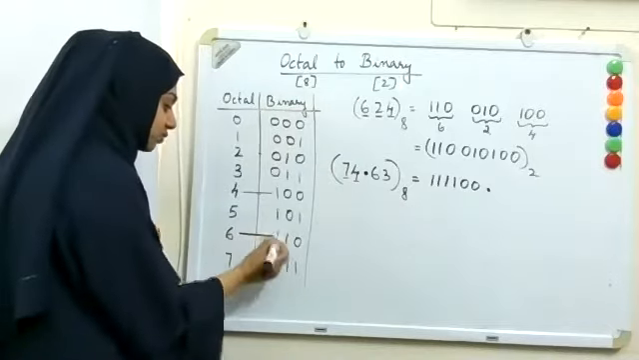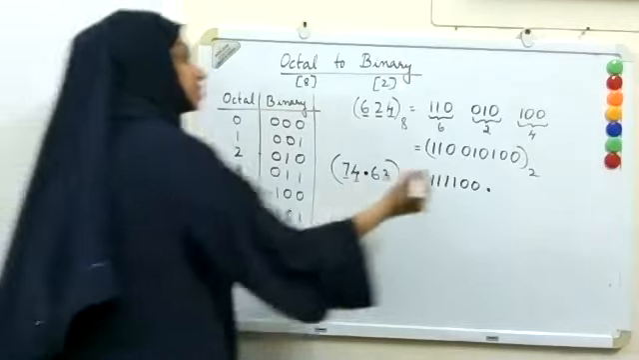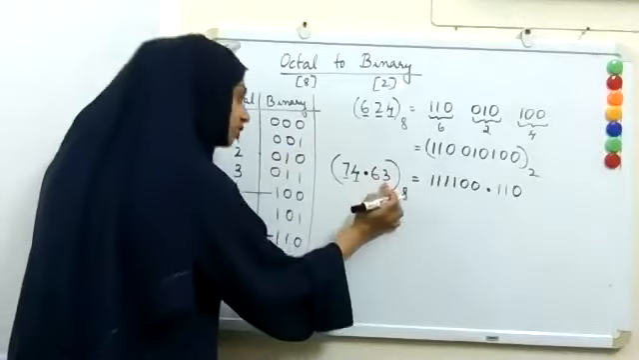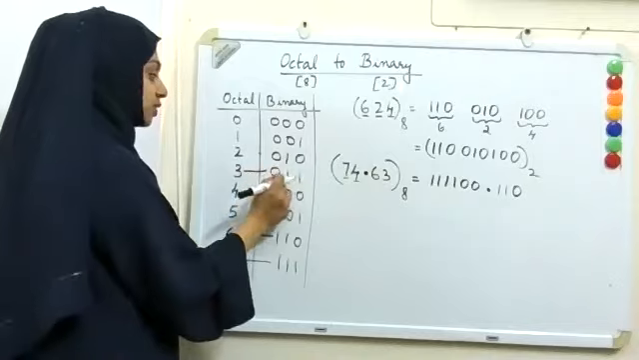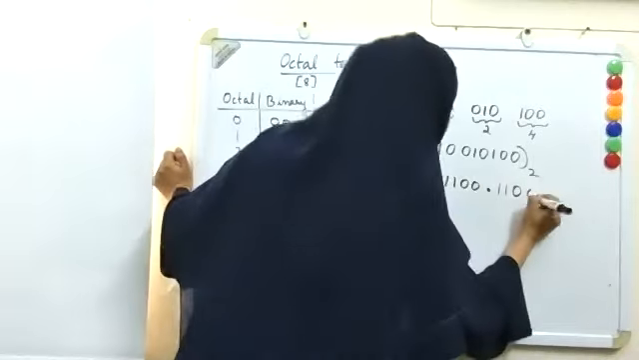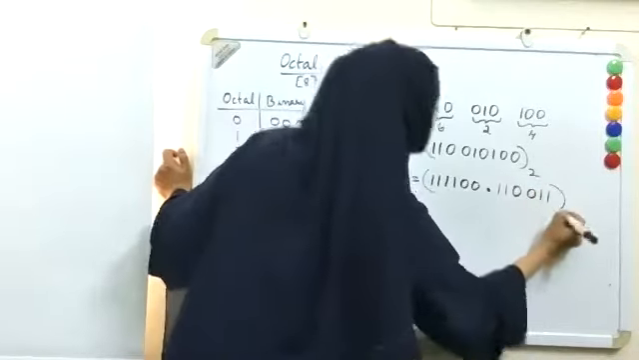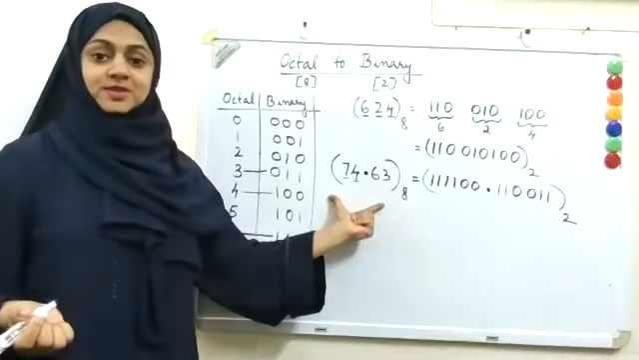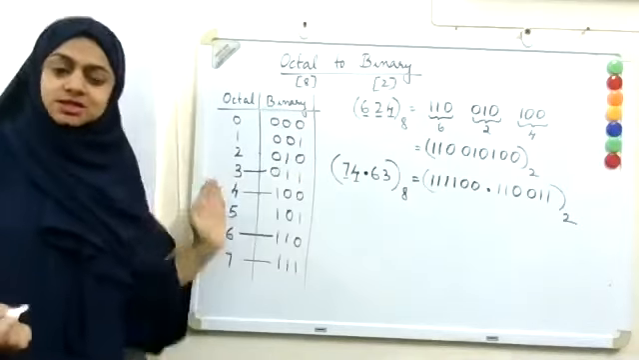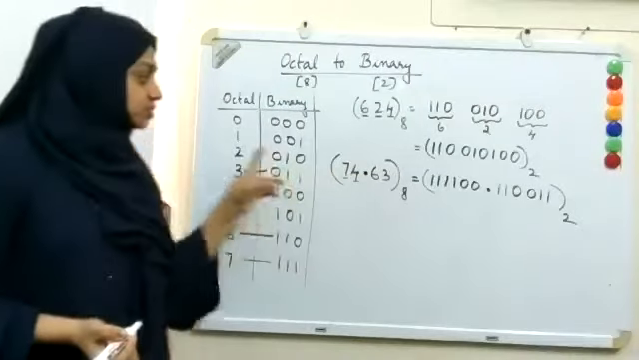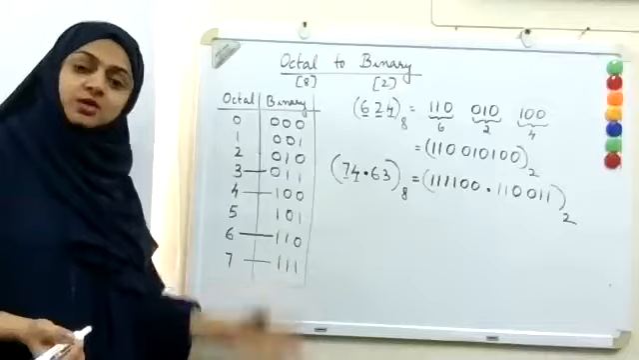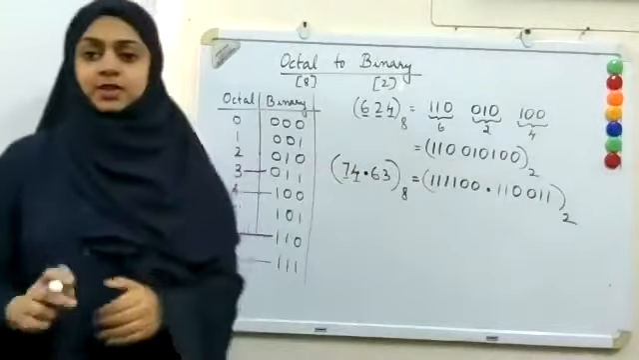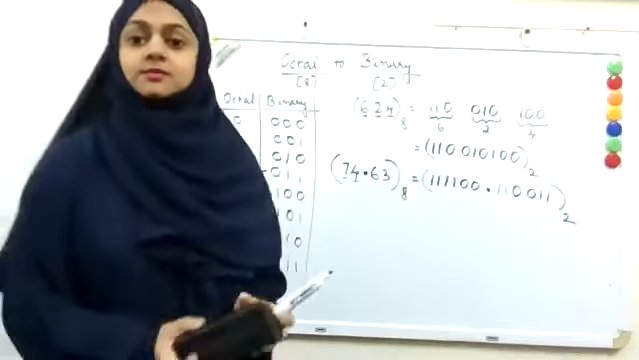Corresponding to 6, what do I have? 110. So I'll write here 110. And now corresponding to 3, what do I have here? 011. So I'll put here 011. Done. So this is the binary equivalent for the octal. Is this clear how I wrote it? Just take the corresponding position's 3-digit binary equivalent and put it there. Then you have converted the octal to binary. Is it clear? Yes, teacher.